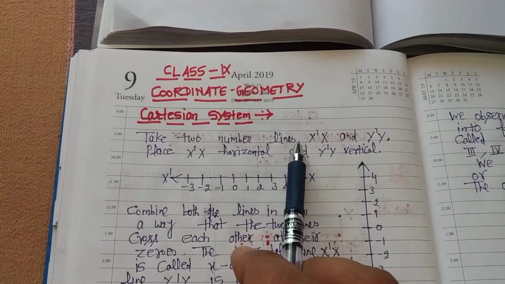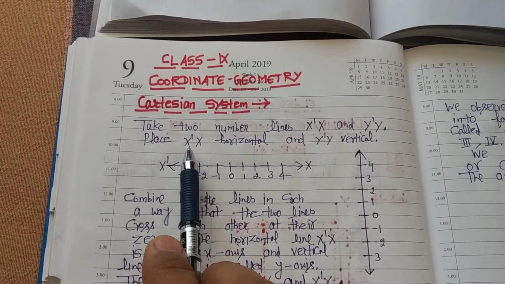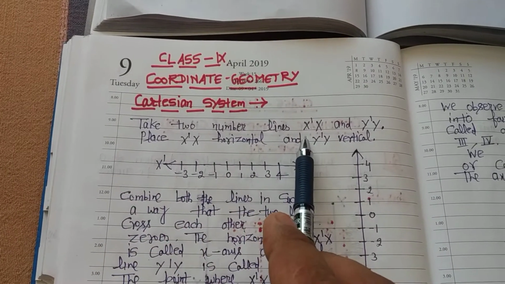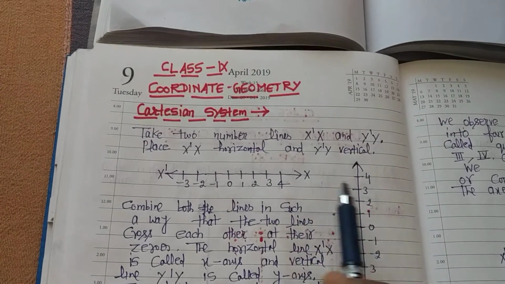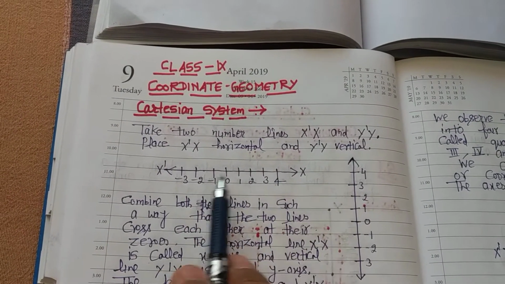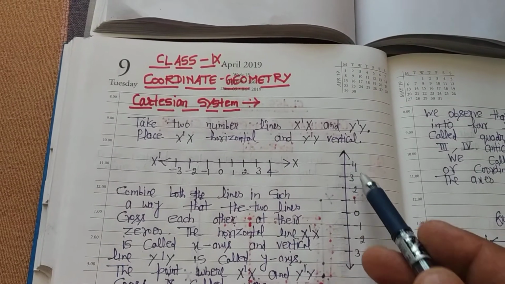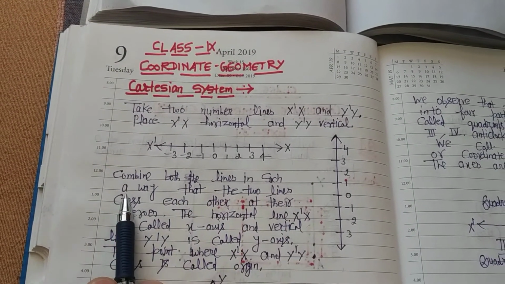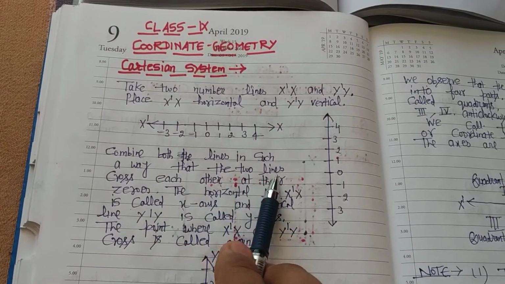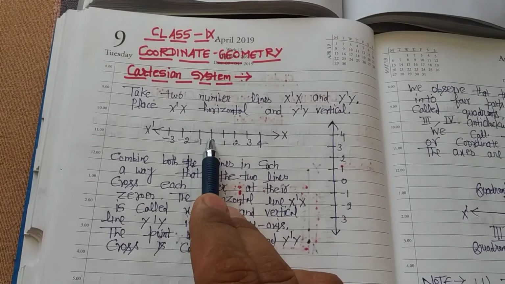Take two number lines x dash x and y dash y. Place x dash x horizontal and y dash y vertical. One is a horizontal line, which everyone knows as the number line, and one is vertical. Combine both lines in such a way that the two lines cross each other at their zeros. At point 0 they will cross each other.